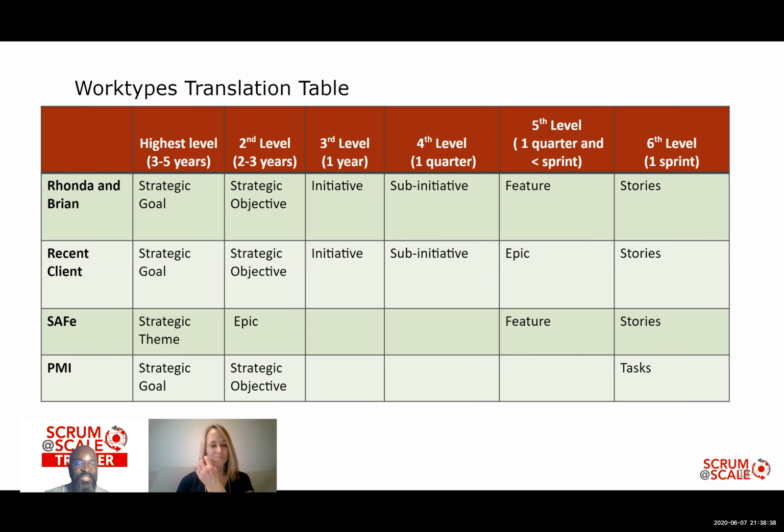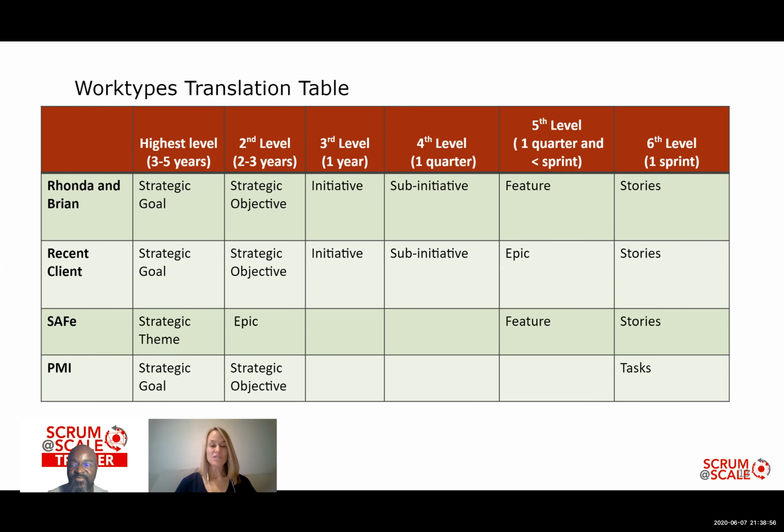So usually at the top level, we're dealing with strategic goals or themes. And at the team level, we're actually dealing with tasks and user stories. So that's what we mean by work types. What are your thoughts on this, Rhonda?